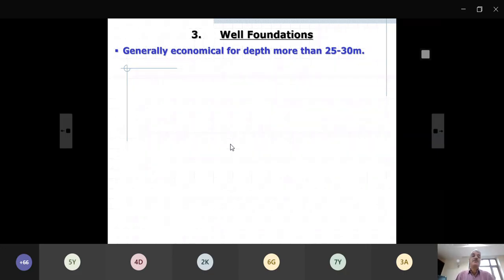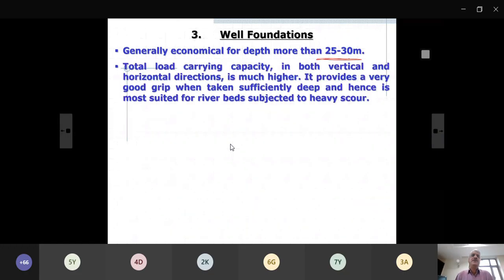Okay. Yes, sir. Right. Wells are generally economical when depth becomes more than 25-30 meters. So rivers with high scour depth or very heavy structures, and of course India is the country where maximum well foundations have been done. You call it Yamuna Bridge or any old structure, the Taj Mahal or Lal Qila, they are all on well foundations. India is the country where maximum development of well technology has taken place, and beyond this depth, piles normally become uneconomical.